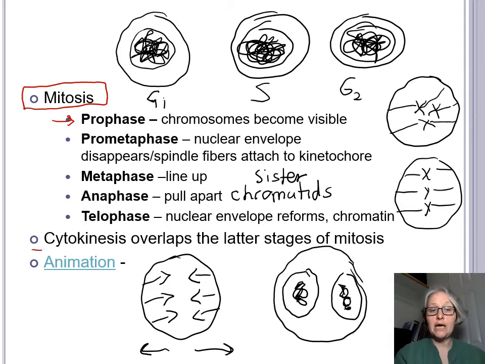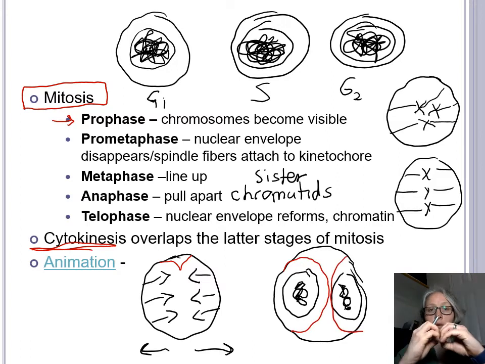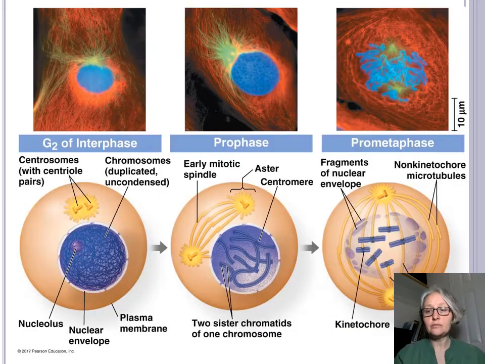Cytokinesis is not part of mitosis, but it is occurring at the same time as mitosis. So remember, cytokinesis is just talking about how the rest of the cell divides. What we'll often see is that cytokinesis may begin during anaphase or sometimes even during telophase, where you'll start seeing that cell pinching apart. Just remember that these are distinct events. Mitosis divides the nucleus, cytokinesis divides the cytoplasm. They do overlap, but they are distinct elements.